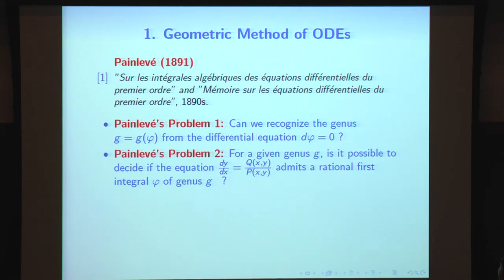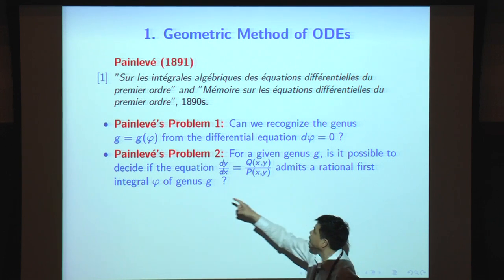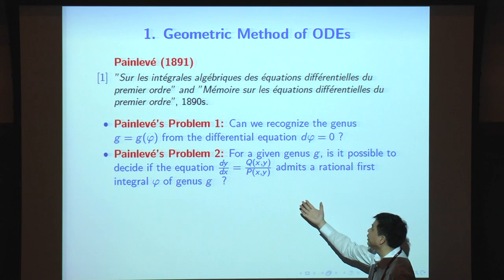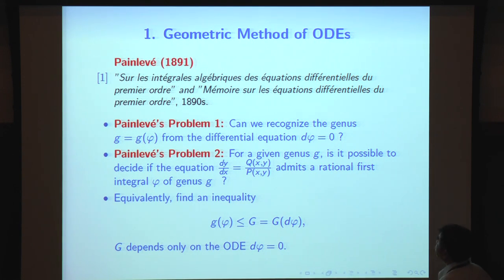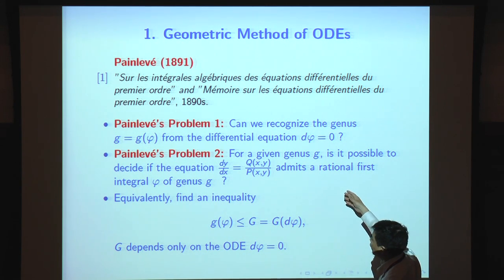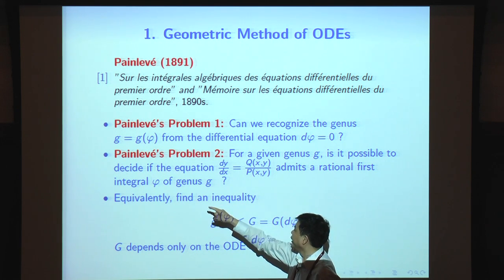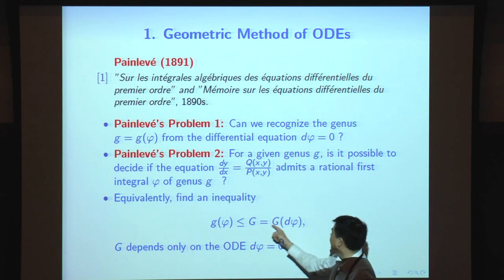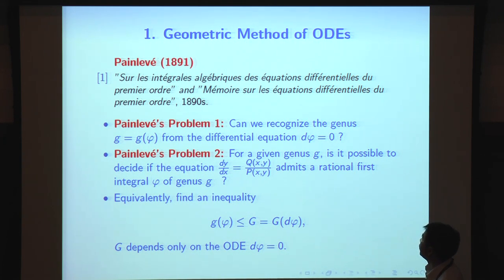This is his problem. The second problem is similar to Poincaré's problem. But here, for a given genus, is it possible to decide if the equation admits a rational first integral phi of genus G? So here, the genus is considered. So Poincaré's problem is a special case of this problem. For this problem, similar to Poincaré's problem, the essential part is to try to find an upper bound on the genus. If it has an algebraic solution phi, then the problem is to find the upper bound on the genus. The upper bound depends only on the differential equation. So this is about an inequality on the genus.